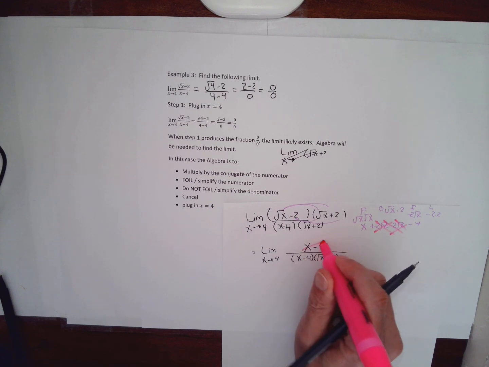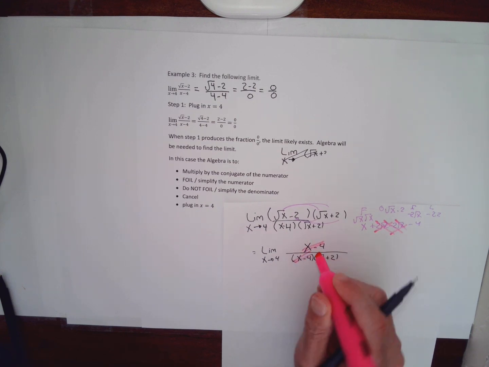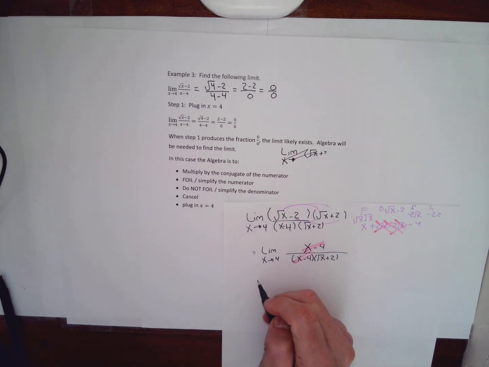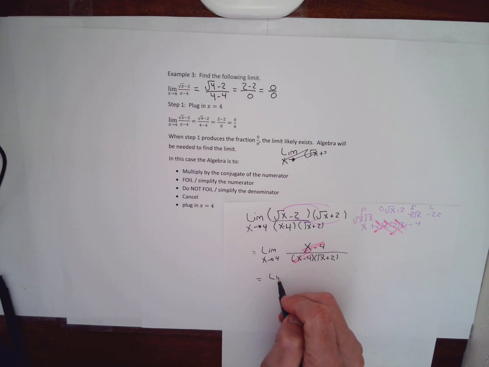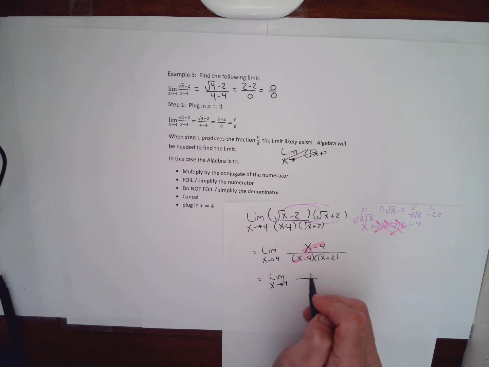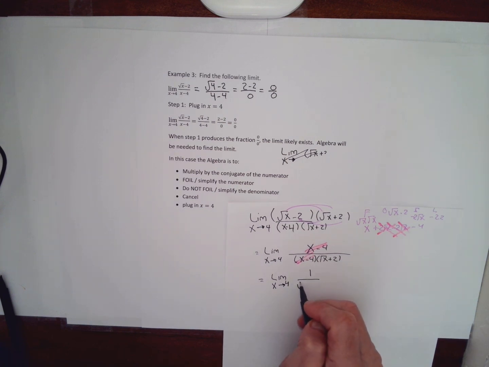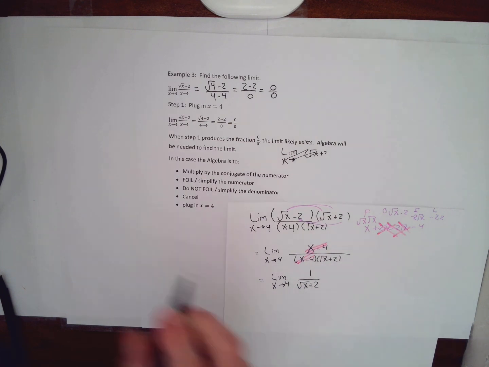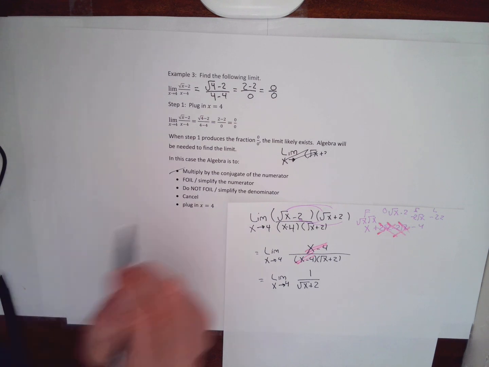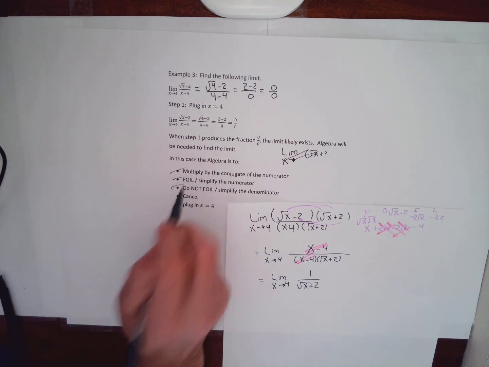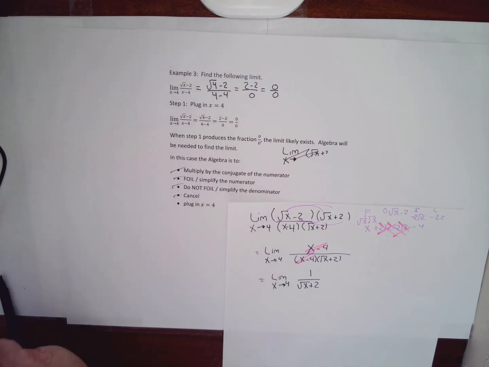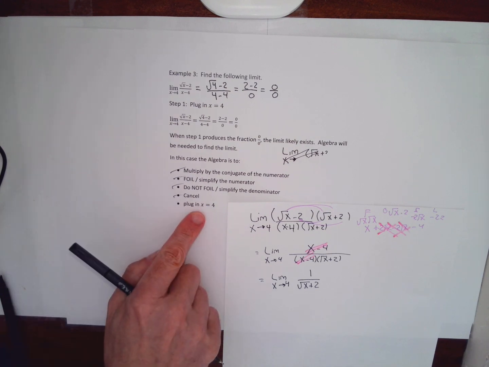Now these x minus 4s can cancel. And when I cancel them, I can't write a fraction without a numerator. So I'm going to write a 1 in the numerator of my fraction, and then the square root of x plus 2 in the denominator. So multiply by the conjugate, simplify the numerator, did nothing to the denominator, canceled. Now I'm at the point where I can plug in 4 again.